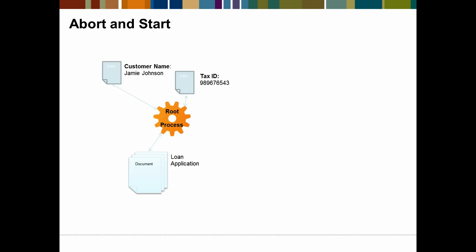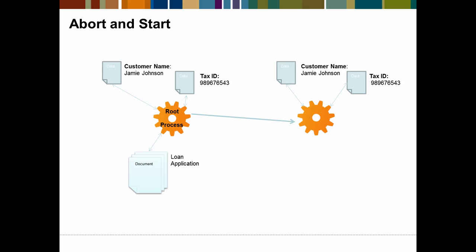Well, we can use our Abort and Start feature to start a new process in the correct process definition, copy the data from the source process to the newly started process, and create a document reference to the documents that are in the source process. We then abort the source process and establish a link between the source process and the newly started process so that the relationship between the two is obvious. So let's switch to the portal and see this in action.